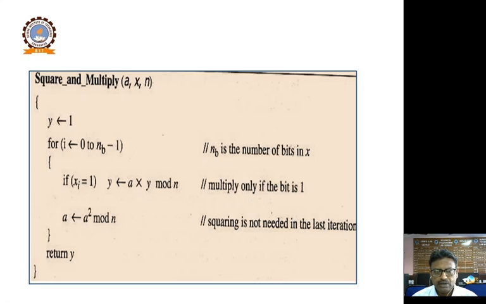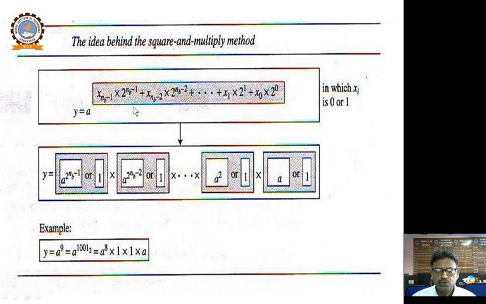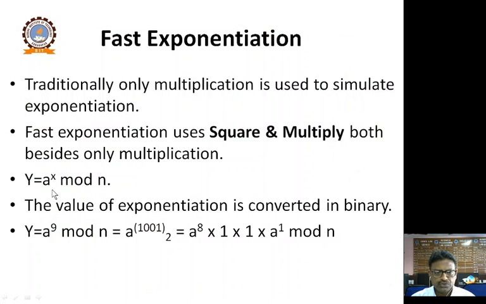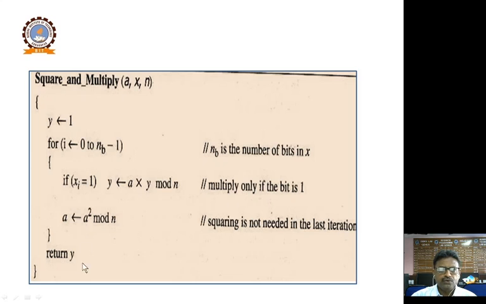So this is the algorithm, and it says you have y is equal to a to the power x mod n. You must know the value of a, the value of x, and the value of n. All these three are known, and you have to find out y. So we first initialize y is equal to 1, and then from i is equal to 0 to nb minus 1, where nb is the number of bits in x. Why the number of bits?